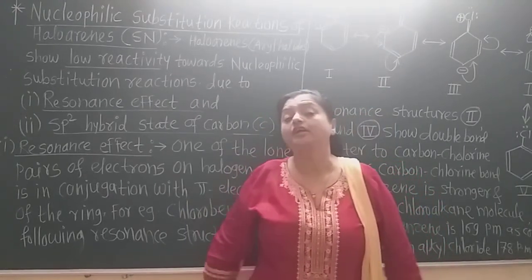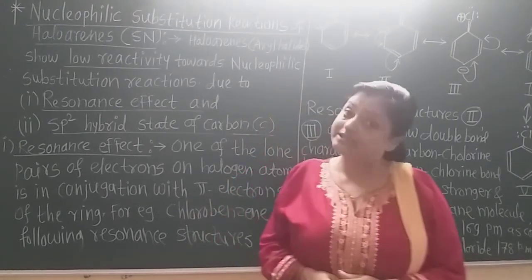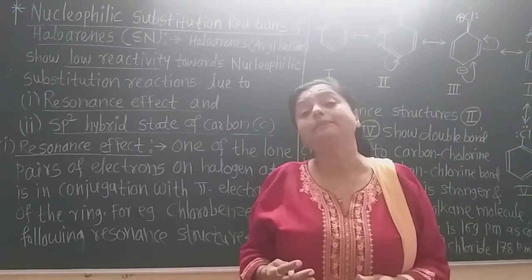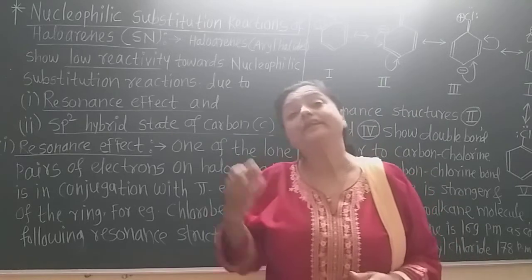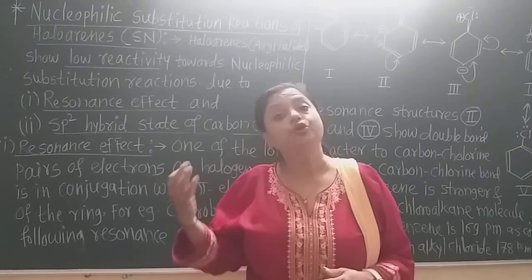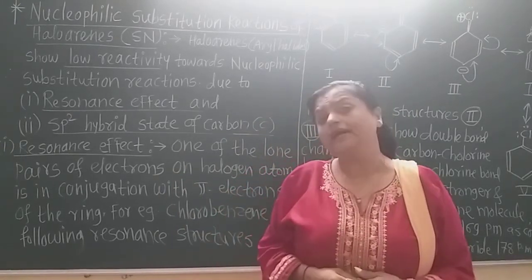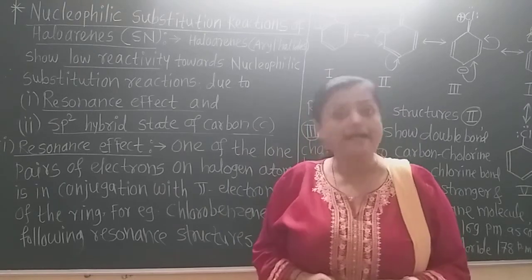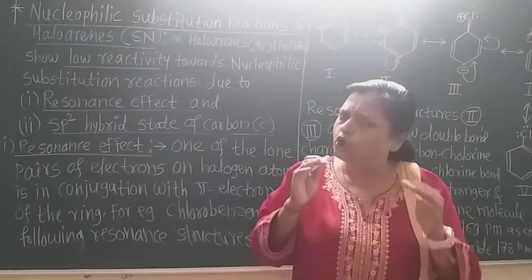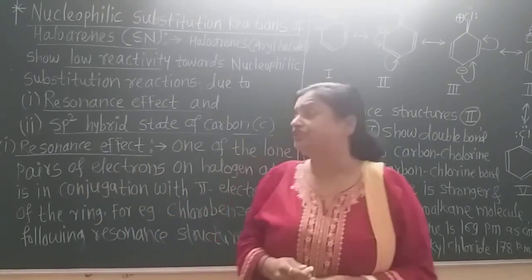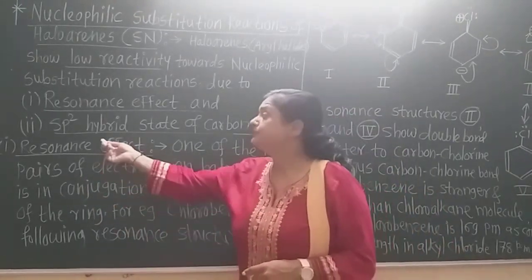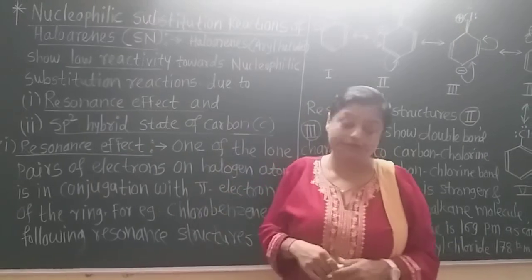In 11th standard, we learned about the resonance effect, how it is shown by the curved arrow, and how the different resonating structures can be drawn. All these we learned in the 11th standard. Now the second reason for the low reactivity of haloarenes toward nucleophilic substitution reaction is the sp2 hybrid state of the carbon atom.